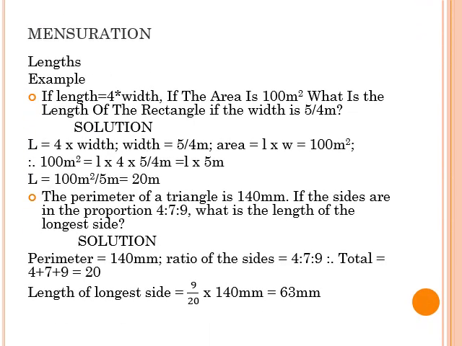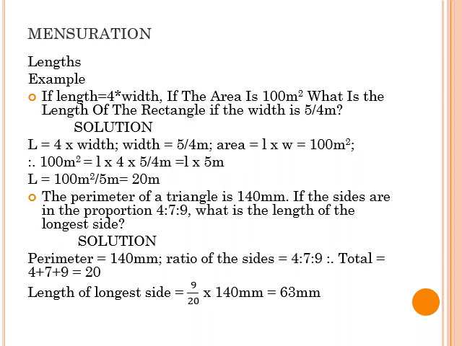We move on to mensuration. Now, what is mensuration? Mensuration has to do with measurements. Measurements of lengths, volumes, widths, breadths, and so on. So, the first example we are going to deal with here is an example on lengths. It says: if length is equal to 4 times the width, and the area is equal to 100 meters square, what is the length of a rectangle if the width is 5 over 4 meters?